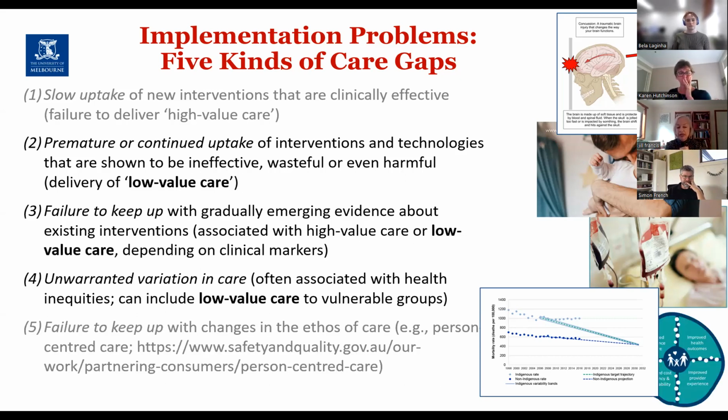And then there's the failure to keep up with changes in the ethos of care. This isn't so much about doing what the evidence suggests, it's about doing the right thing, for example, person-centered care. So we've got a range of types of care gaps, and you'll see from my suggestions here that at least three of them involve delivery of low-value care.